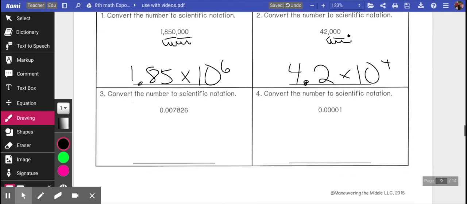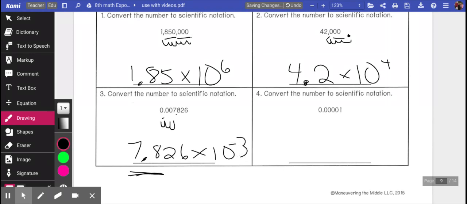Okay, then we have numbers that are less than 1, so smaller numbers. The decimal point's here, so we're going to go 1, 2, 3 to get it between the 7 and the 8. And so we have 7.8, and we have to write every number after it, because this number is now between 1 and 10. Then it's times 10. Since it was a decimal number, the exponent is going to be negative, and we moved it 3 spaces. That should be a little 3.